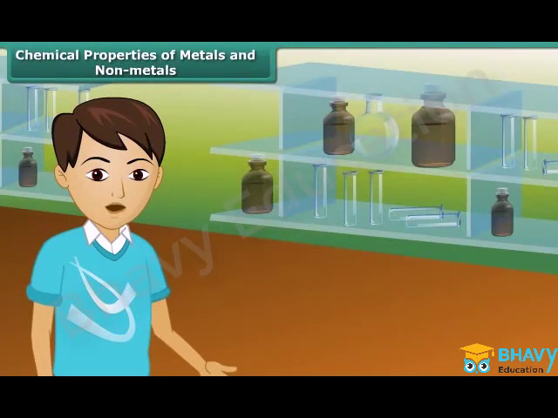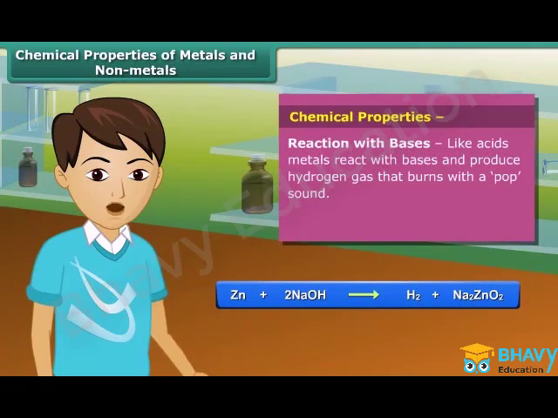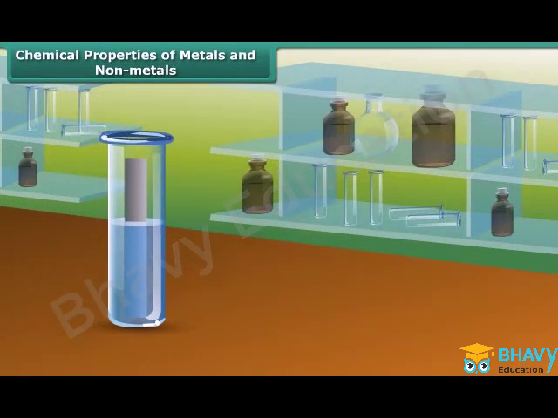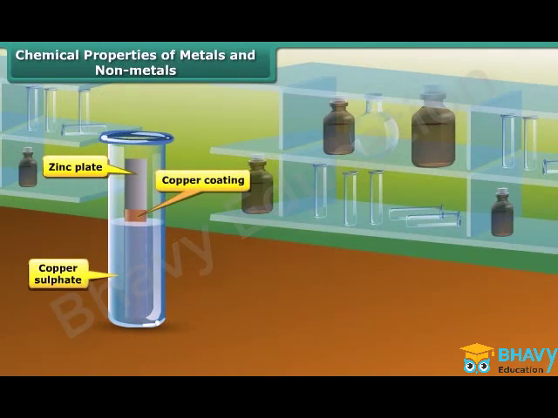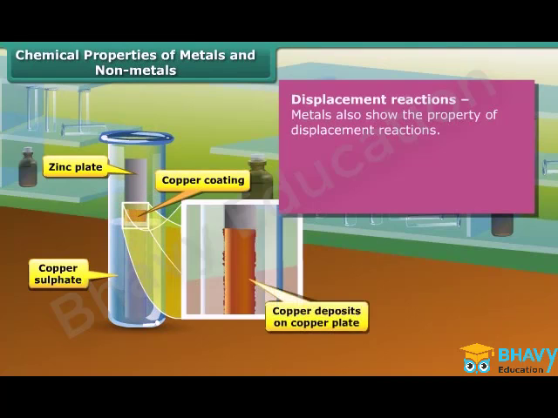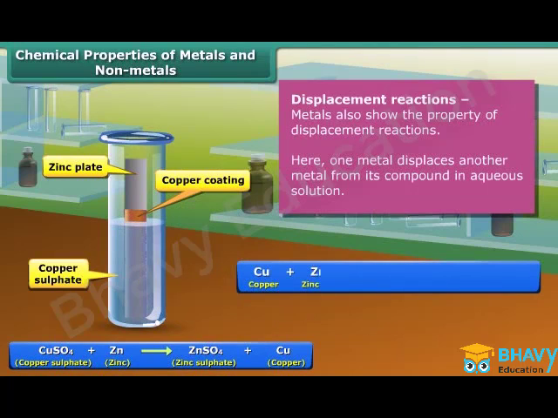Friends, you'll be surprised to know that like acids, metals also react with bases and produce hydrogen gas. Non-metals react with bases in a complex manner. Besides these chemical reactions, metals also show the property of displacement reactions. We can see a displacement reaction here in which one metal is displacing another metal from its compound.